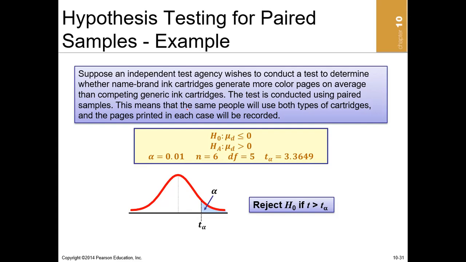You see, the question didn't even say paired samples. The moment it says the same people will use both types of cartridges, it must click that it's not two different groups of people. It's the same group of people. So it is paired samples. It is not independent samples.